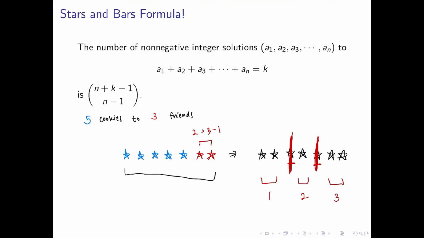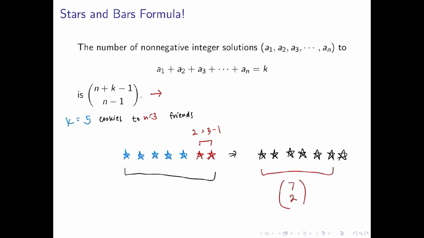But obviously I could have done the selection differently. I could have selected this and that instead, leading to the allocation 1 for the first, 0 for the second, and 4 for the third person over here. Now, it's hard to count them one by one, but luckily we can use a very simple concept. We have 7 stars in total, and I want 2 of them to be bars, so we just use 7 choose 2. And in fact, if you substitute 5 cookies and 3 friends, I'm distributing k objects, so k would be 5, and the 3 would be the n.